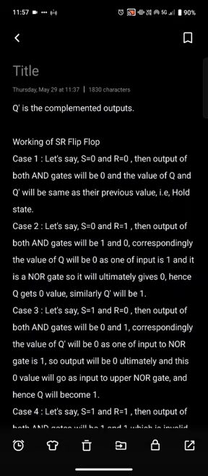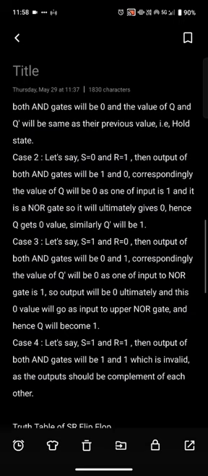Case 1. Let's say S is equal to 0 and R is equal to 0. Then output of both AND gates will be 0 and the values of Q and Q dash will be the same as their previous values.